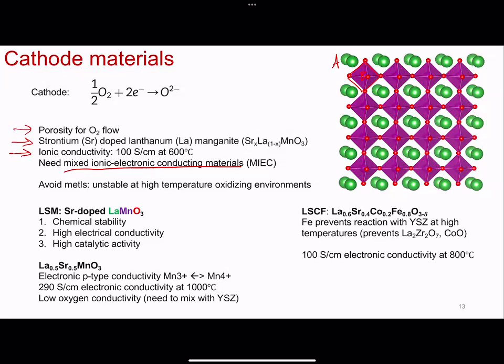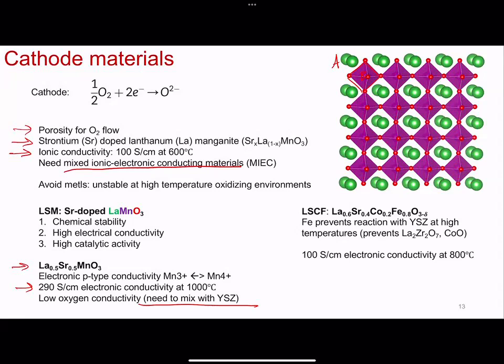So what have people done with them? Well, they've substituted with strontium to get p-type conductivity. The electronic conductivity here increases to 290 Siemens per centimeter at 1000 C. And so what you can do then is mix this lanthanum strontium-doped manganese oxide compound with a little bit of YSZ. So you get the ionic conductivity of YSZ as well, and you get the electronic conductivity of LSM.